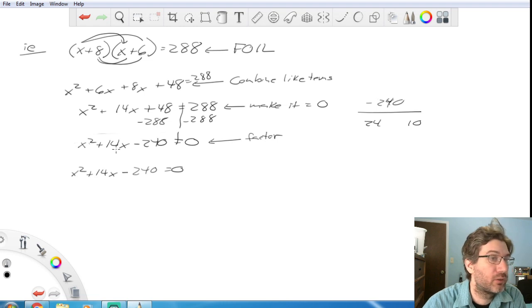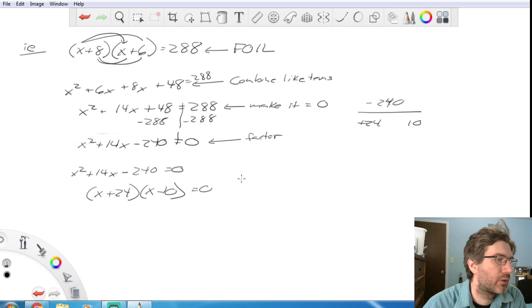In that case, you get, let's see, one of these has to be positive. That has to be positive. In that case, you're going to get x plus 24 and x minus 10 equals 0. And then again, separate them out, but it's going to be the opposite of these. So your answers are going to be x equals negative 24 and x equals 10, because they're going to be the opposite of them. But we'll solve it out just to double check.